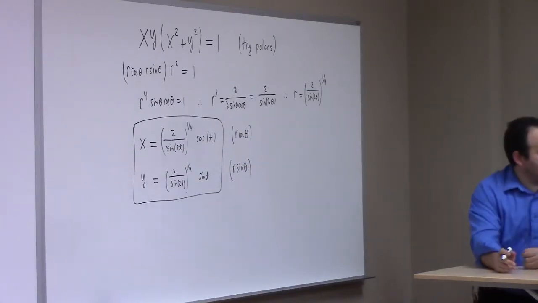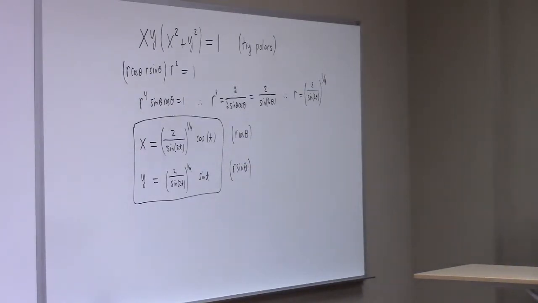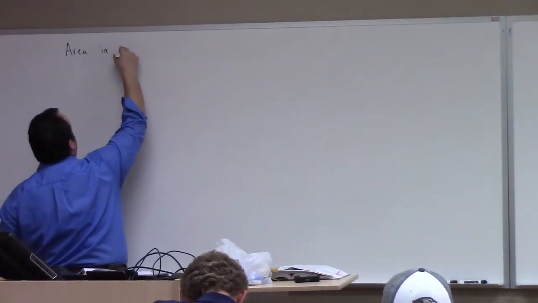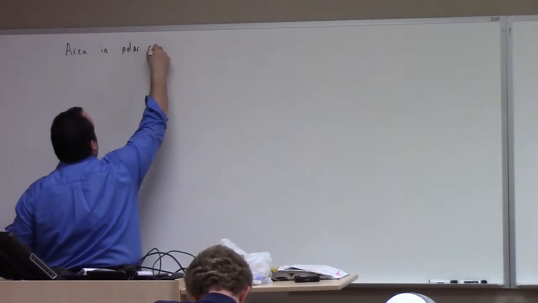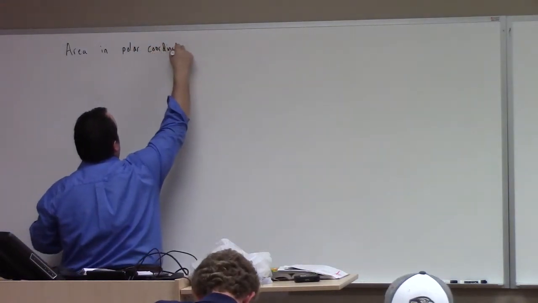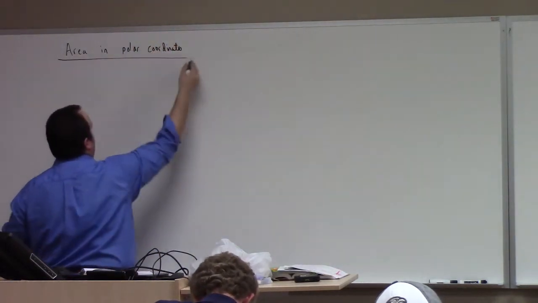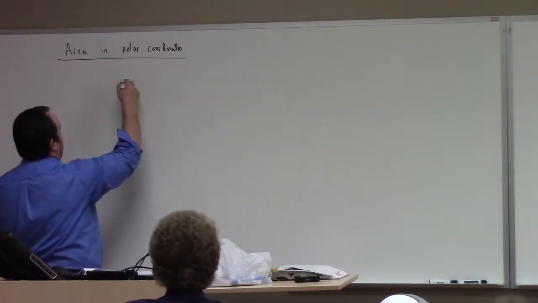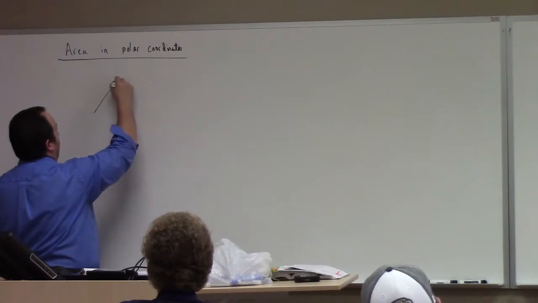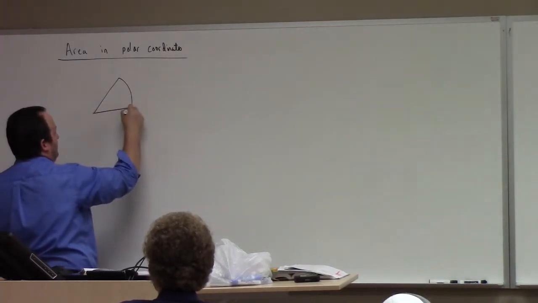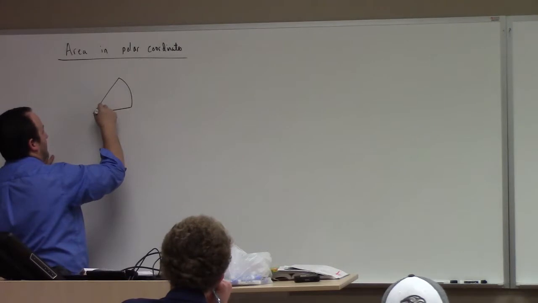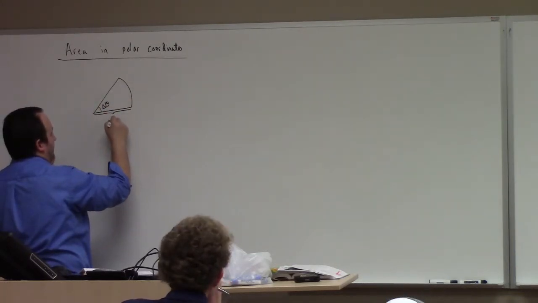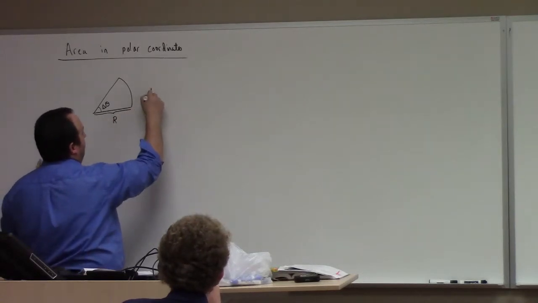Okay, so that brings us to area. Let's talk about area in polar coordinates. So first of all, I should remind you, how do we calculate the area of a sector? What if I had this sort of piece of pie with delta theta here like that, and suppose this had radius r. What would the area of this be?